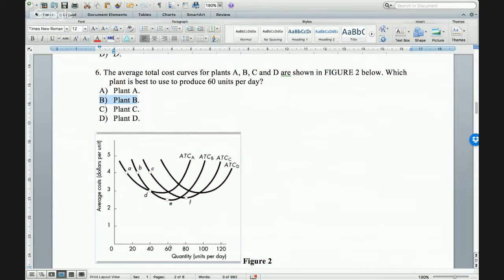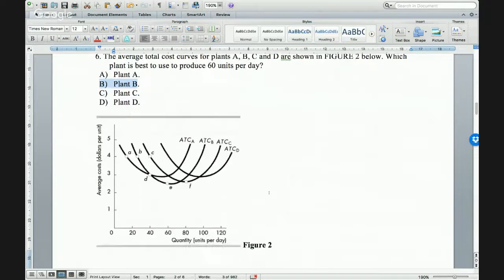In other words, as you produce more units of output, your average total cost rises. Constant returns to scale is just at that one fixed point at the very bottom, which is point E. So again, this is economies of scale. This is constant returns to scale at E, and E to the right is your diseconomies of scale. In other words, average costs are rising as you produce more output.